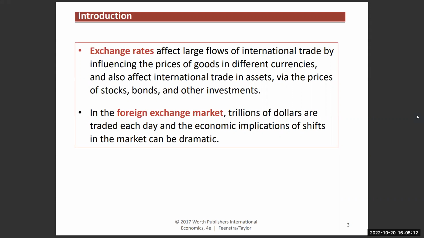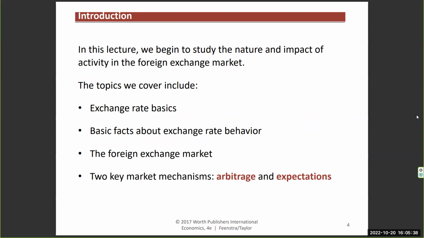So in the foreign exchange market, trillions of dollars are traded each day, and the economic implications of shifts in the market can be dramatic. When we see a very big depreciation, for example, we know from the Iceland case that a crisis can come into a country and devastate the whole economy for some time. So we begin to study the nature of the impact of activity in the foreign exchange market. The topics are as follows: exchange rate basics, what the exchange rate is and how it could behave, basic facts about exchange rate behavior, the foreign exchange market, and arbitrage and expectation. Okay, this is important for us.